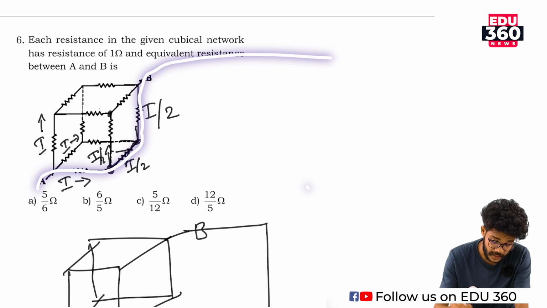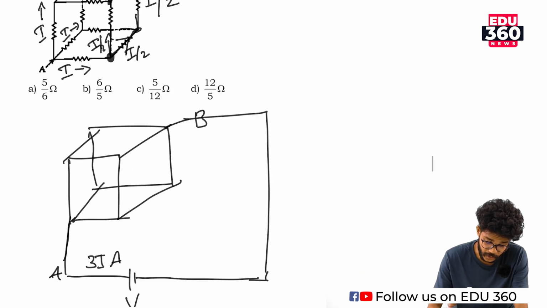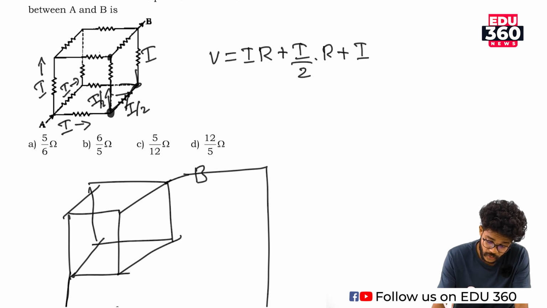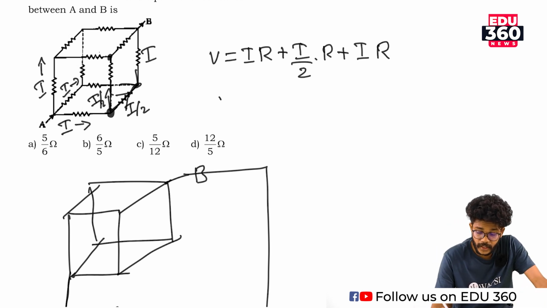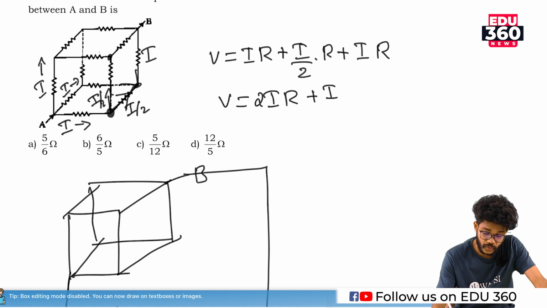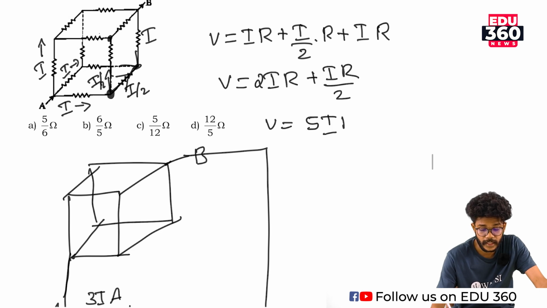Okay, so I am calculating that. Let V be the voltage. So V is equal to I into R plus I by 2 into R plus I by 2, which in total gives I here. So I into R is the total voltage drop across this resistance. So V is equal to IR plus IR by 2, which is V equal to 5IR by 2.